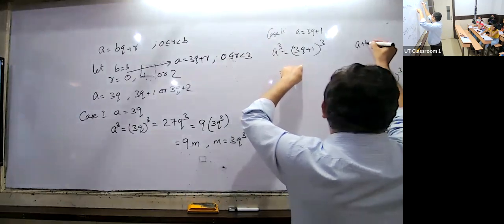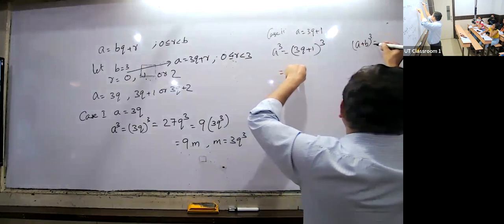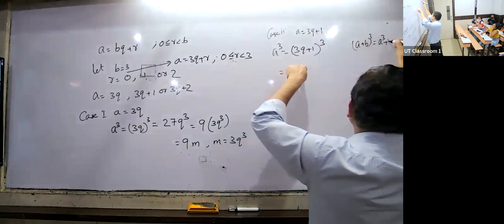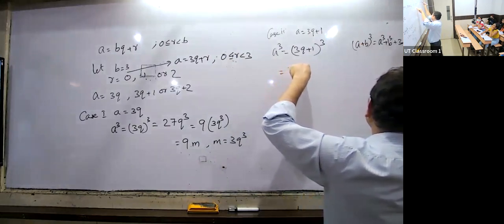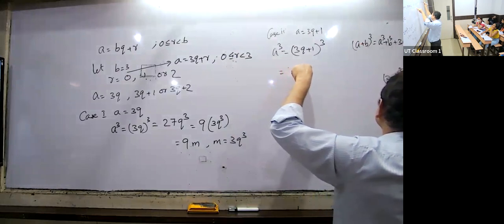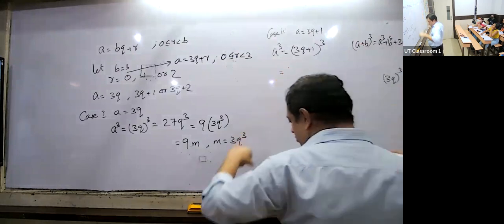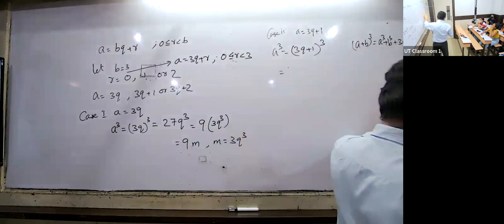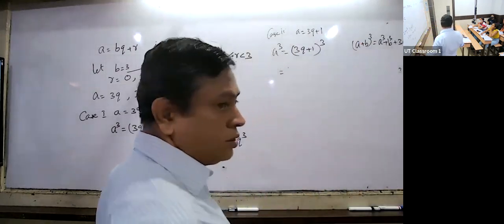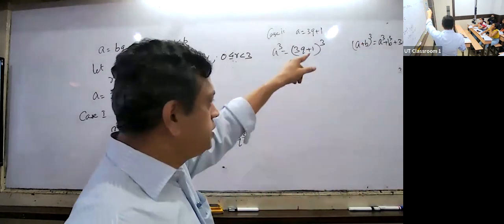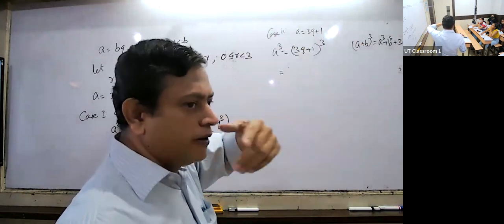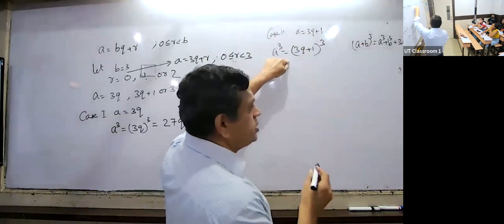The identity (a plus b) whole cube is equal to what? a cube plus b cube plus 3ab times (a plus b). Yes or no? Yes, sir. What happened, Ritika? Square? No, cube. Square is for square. Now look, what is a cube here?